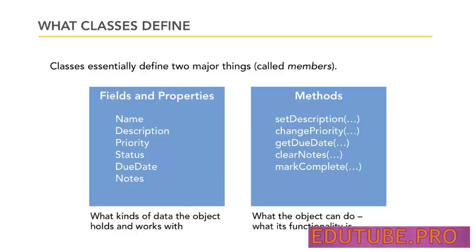Again, if you go back to our to-do list item example, you can imagine that a to-do item might have a name and a description and a priority and something like a due date, and then we would need to have methods to operate on that data. For example, setting the description and changing the priority and marking items complete. These are what classes define, and as you build your own classes, you will define your own fields and properties, and you'll write your own methods to work on those pieces of data.